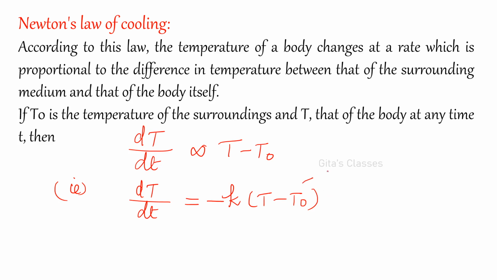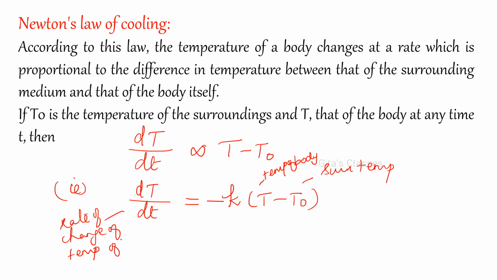So here what is T0? It is the surrounding temperature, and capital T is the temperature of the body. Please remember these things. And dT by dt is the rate of change of temperature with respect to time t. Minus K is the constant of proportionality.